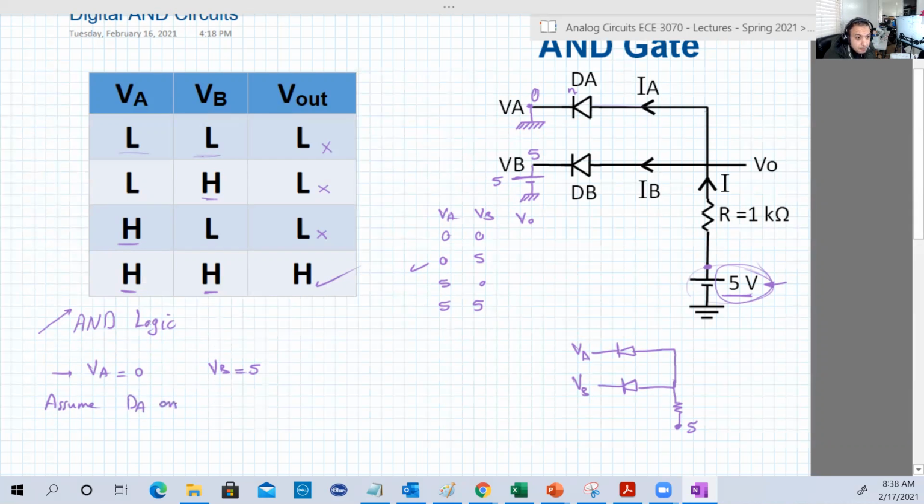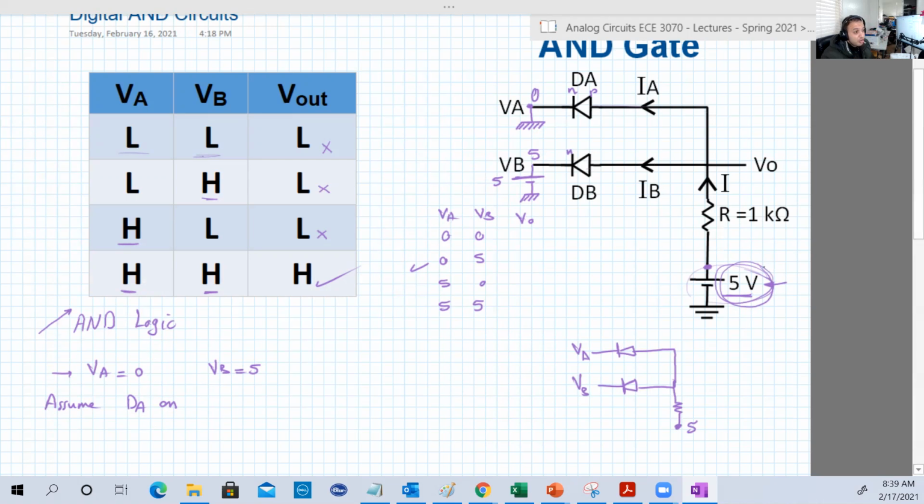Now let's check DB. DB, its N is connected directly to the 5 volt, the highest voltage in the circuit. And its B is close to this 5 volt. Again, the highest voltage in the circuit.